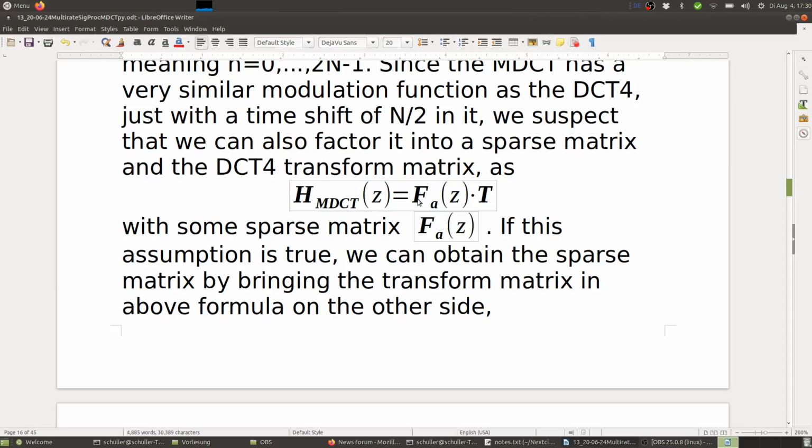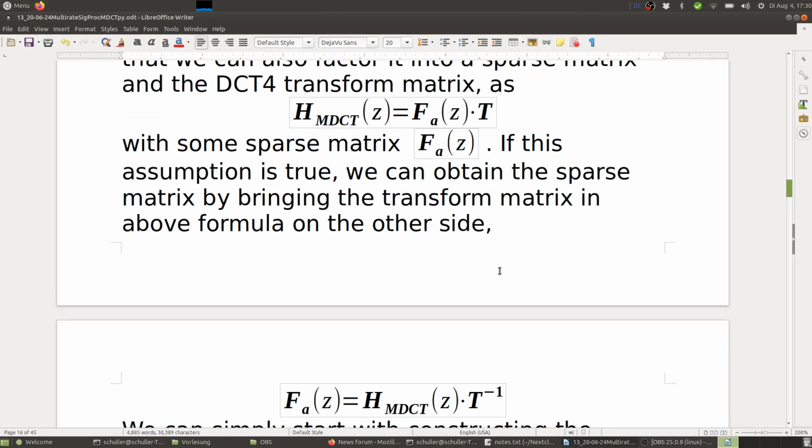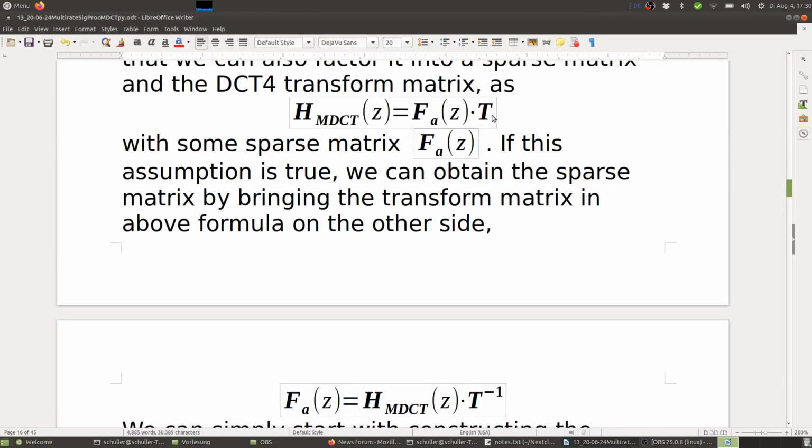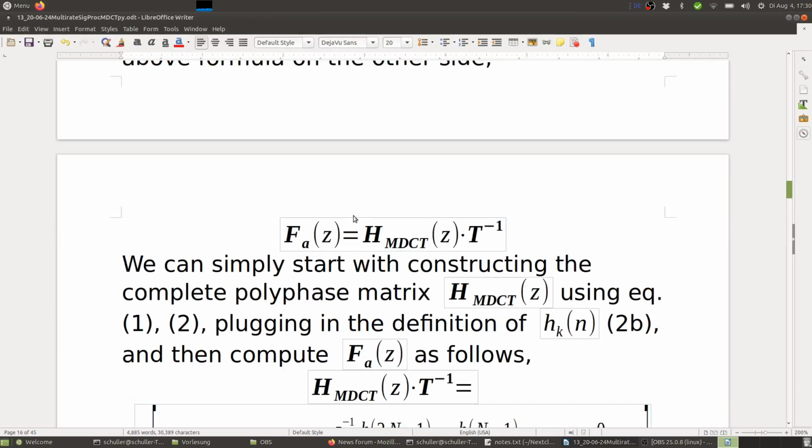So instead of doing this manually, we now do it mathematically. So here we can see it. Fa is H MDCT times T to the minus 1. Right? So here we just multiply both sides with T to the minus 1, and then we have H MDCT times T to the minus 1 is Fa. Yeah, so now we could as well construct H MDCT from the definition and multiply it with the inverse DCT4 and see what we get.